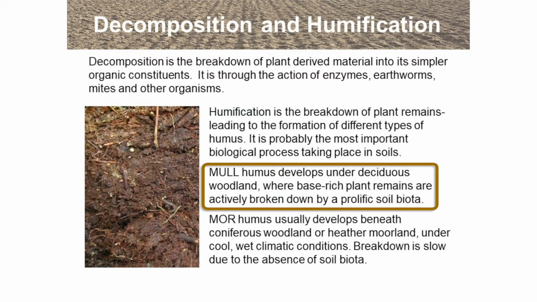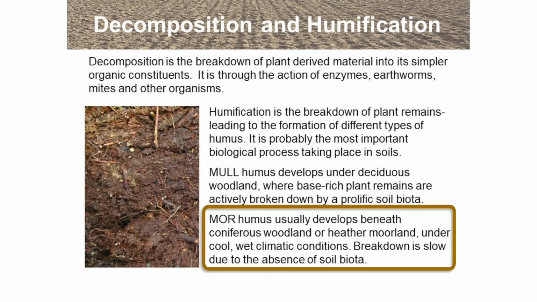Mull humus develops under deciduous woodland, where base-rich plant remains are actively broken down by prolific soil biota, while moor humus develops beneath coniferous woodland or heather moorland under cool, wet climatic conditions. Breakdown here is slow, and there is an absence of many soil biota.